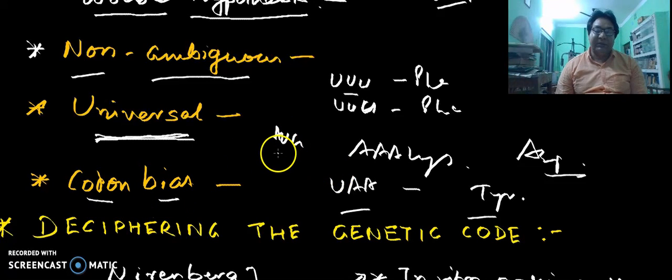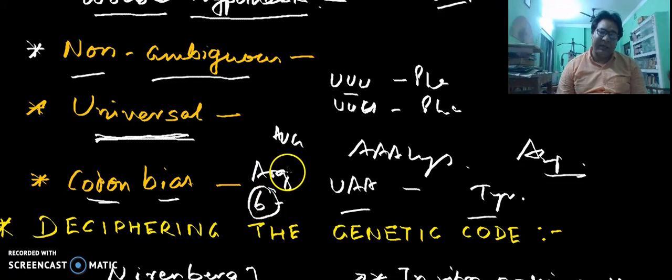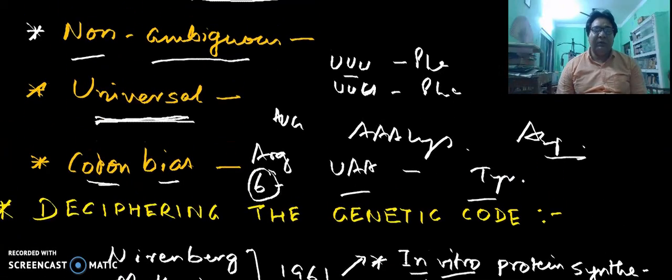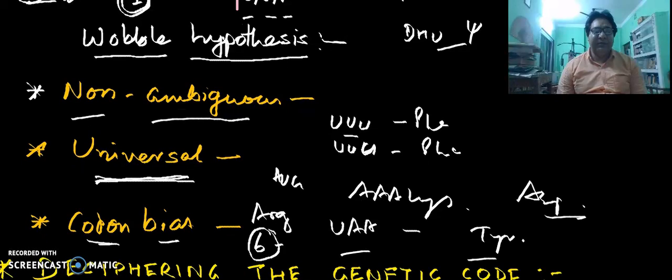Codon biasness. This is another characteristic. For one amino acid, like arginine, we saw that there are 6 codons. But are all the 6 codons equally used for protein synthesis? Are there equal proportions of tRNAs present for that? No. There is biasness. A few of the codons are used more than the others. This is called codon biasness. So these are the characteristics of the genetic code.